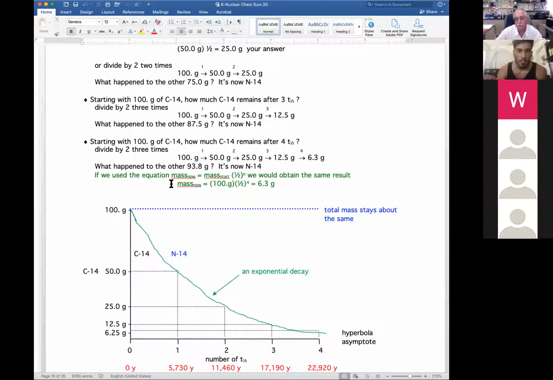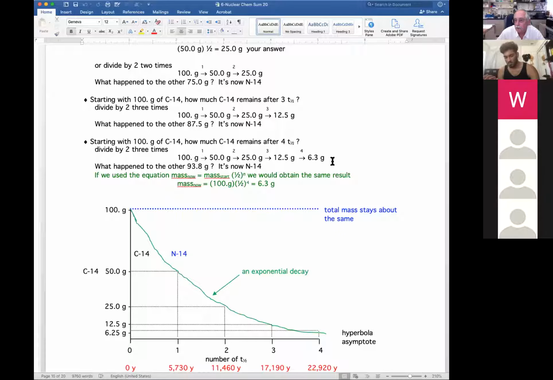So here's the easy way to navigate doing the mathematics here, which is not a direct proportion. This is an exponential decay. So here's the equation for an exponential decay. But the way for us to easily navigate that is simply, here's your starting amount, and every time a half-life goes by, you just cut it in half. Okay. So after 4 half-lives, there's only 6.3 grams.